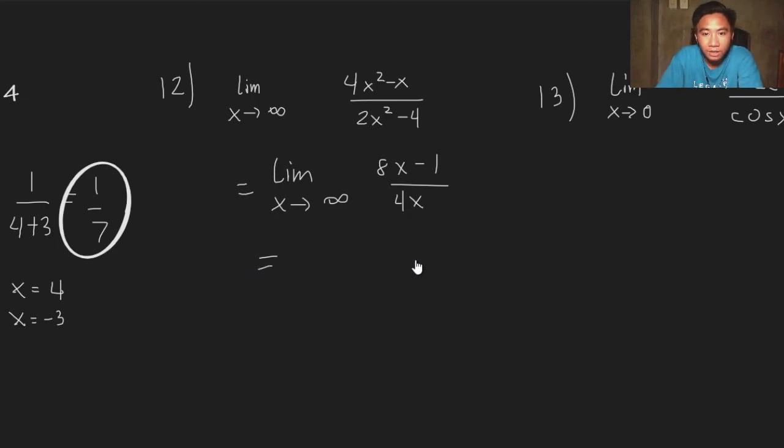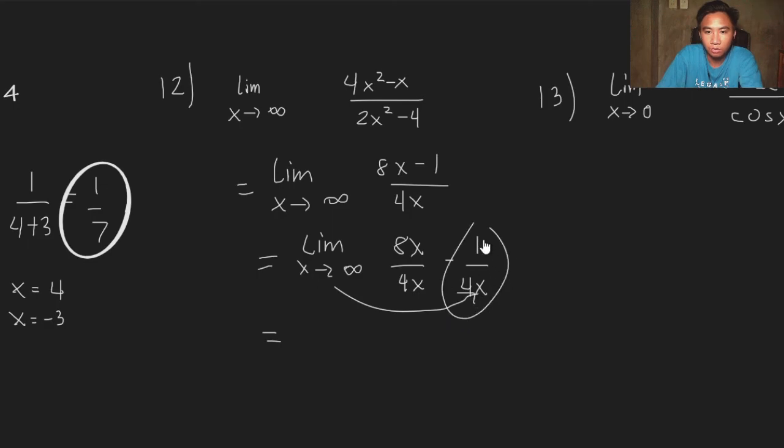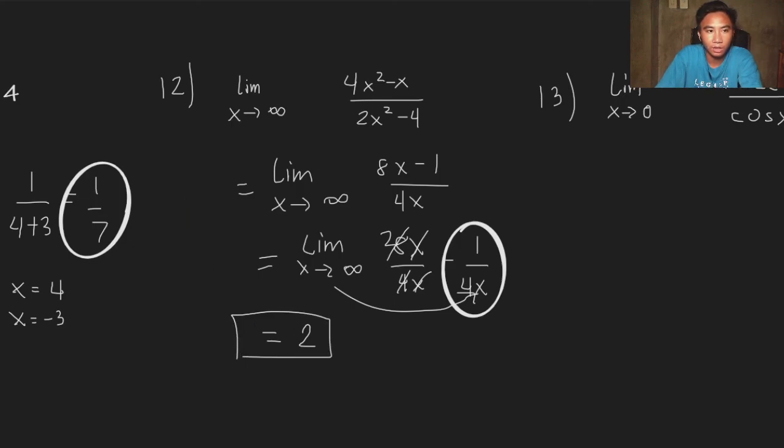And then, next is, again, divide lang natin. So, 8x divided by 4x minus 1 all over 4x. So, kapag sinubstitute na si infinity, dito, ito, mawawala na. Then, cancel. 8 divided by 2 is 2 na lang. So, we have answer 2. Ayan. Next.